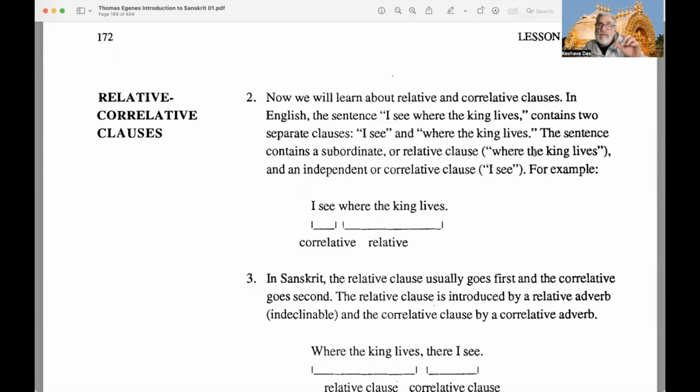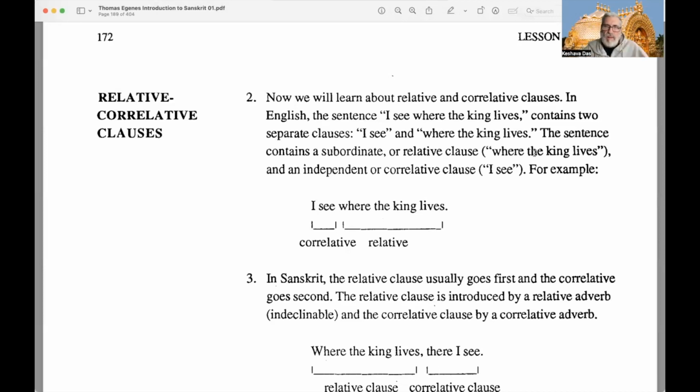The first one is, I see. "I see" can stand by itself as a sentence. It has a verb, and it has a subject, I, right? In Sanskrit, it could be just one word, pashyami, I see. Or it could be aham pashyami, if we use the pronoun form instead of using the I as part of the verbal ending.